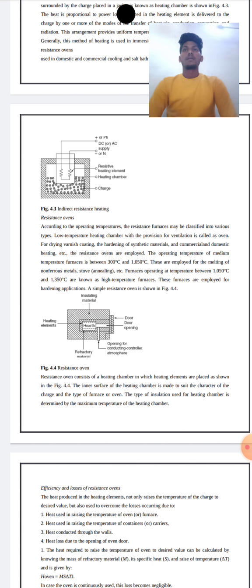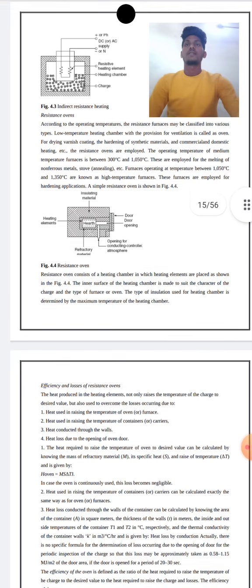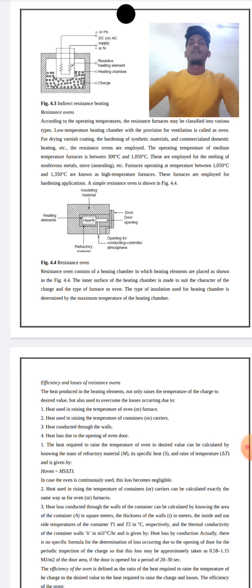Medium temperature furnaces operate between 300 degrees Celsius and 1050 degrees Celsius. They are employed for melting metals, as in a salt bath furnace. This furnace employs a simple resistor for heating. In the figure, the insulated material, melting material, door opening for control, and atmosphere are shown. This is the resistance oven.